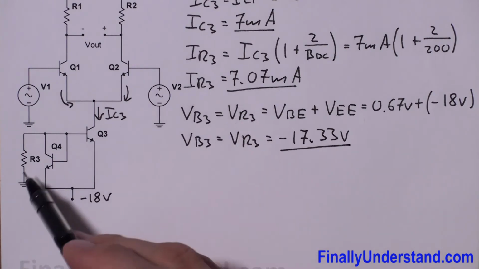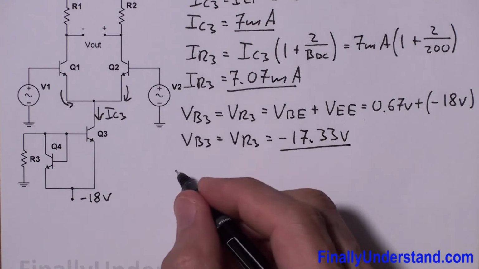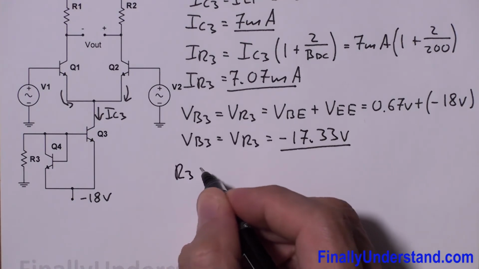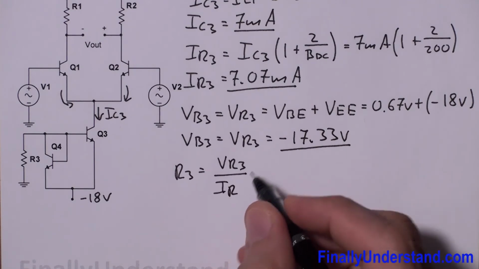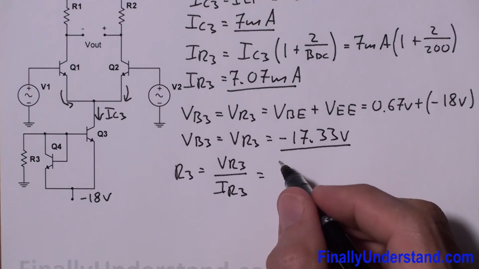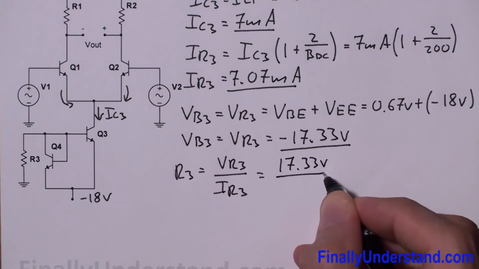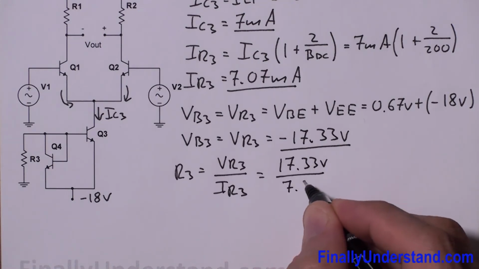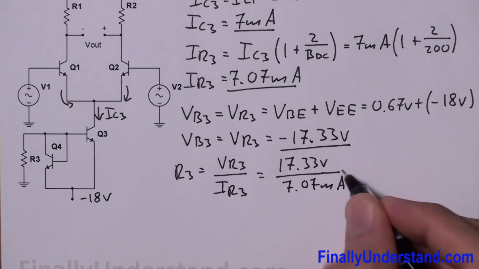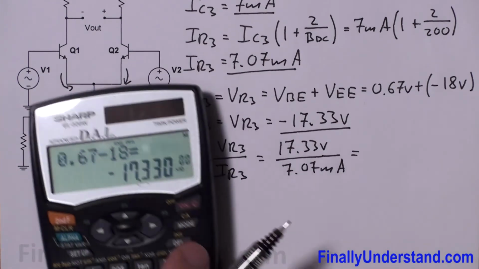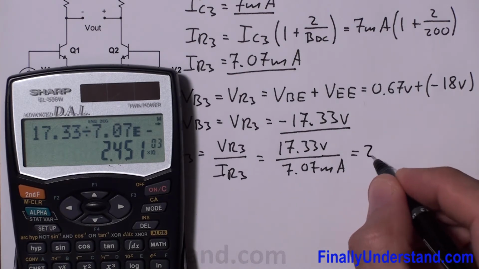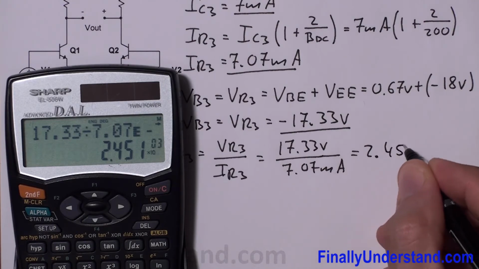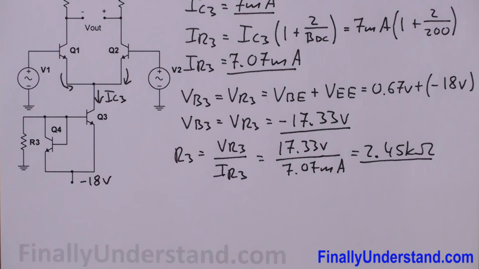Okay, so we have the current which goes through this resistor, and we have the voltage across this resistor, so we can find the resistance. So R3 is equal to VR3 over IR3. This is equal to 17.33 volts divided by IR3, 7.07 milliamps. I use the absolute value because resistance cannot be negative. So I have 17.33 divided by 7.07 times 10 to the negative 3. This is equal to 2.45 kilo ohms. Okay, so this is the resistance of resistor R3.